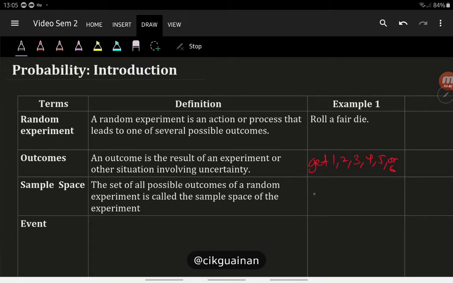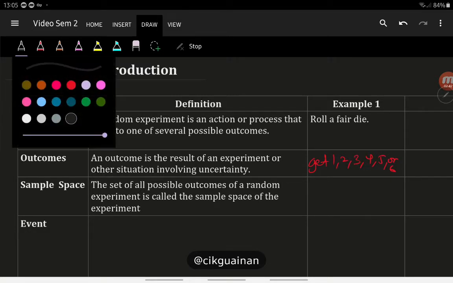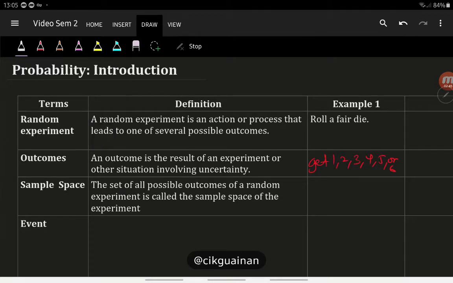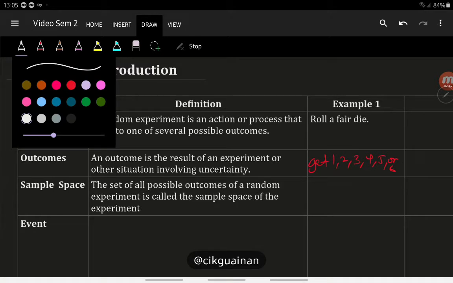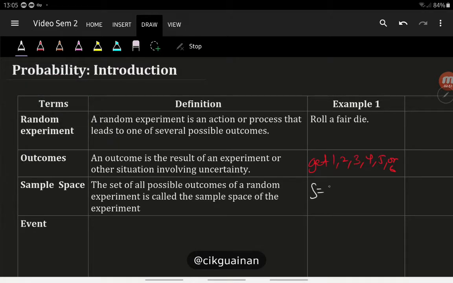Why can I not? Black. Sorry. Usually, why so thick? Usually we write like this, and then we open it. So it's either we get 1 or 2 or 3 or 4 or 5 or 6, and then we close them.